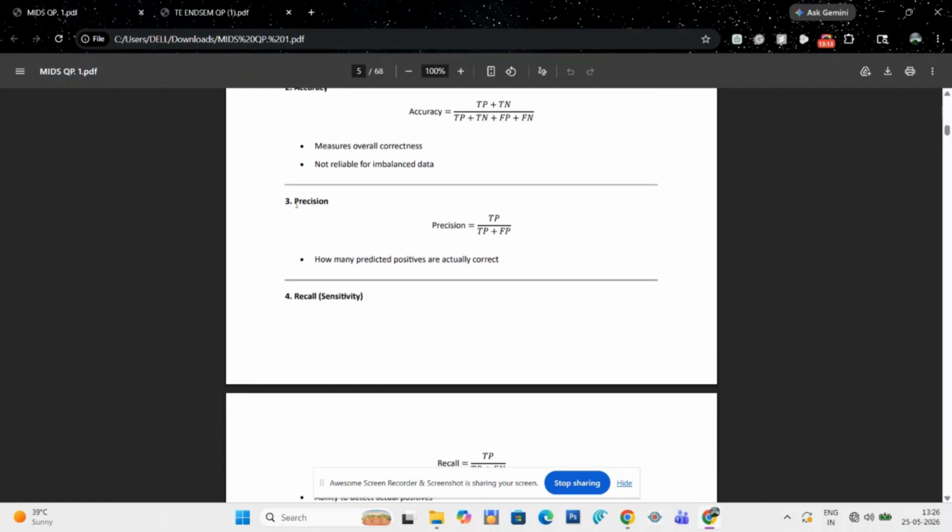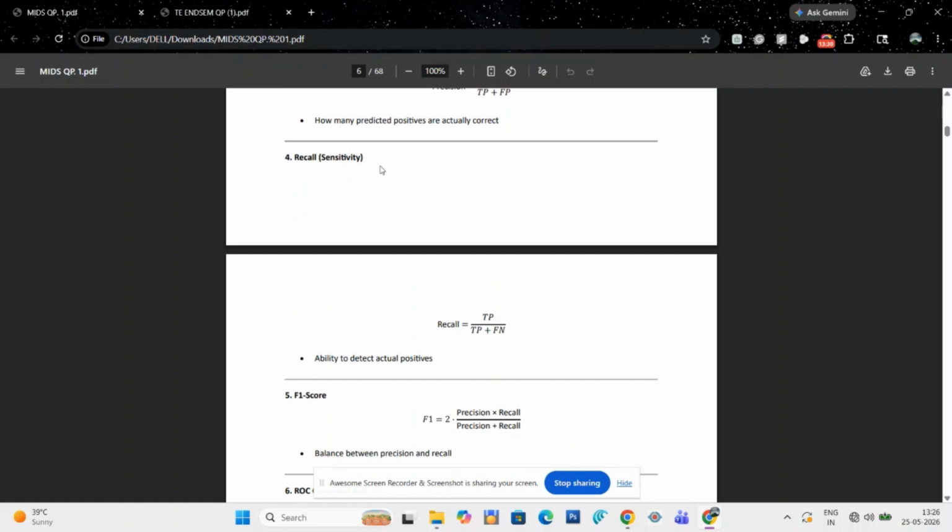For precision, the formula is TP divided by TP plus FP, means true positives divided by true positives plus false positives. How many predicted positives are actually correct? For that we get the precision. And recall is the sensitivity. Recall is equal to TP divided by TP plus FN, which is the ability to detect actual positives.